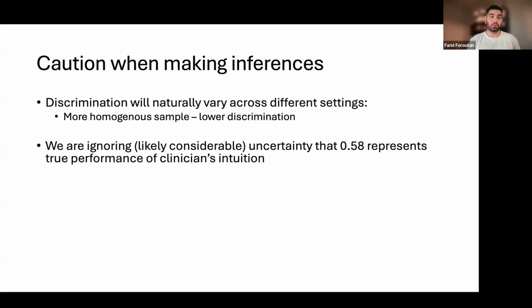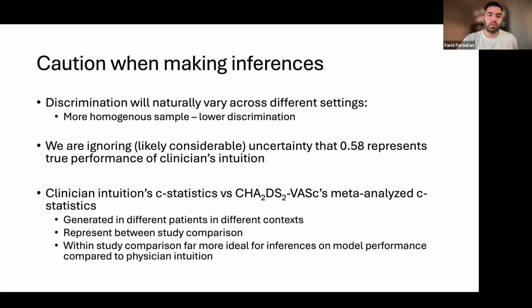Who are these clinicians? Are they seasoned individuals who've seen tons and tons of patients who've had stroke in the past? Or are they novice folks who just came into residency year one and they haven't seen a lot of patients? They're not having a great time being able to differentiate between the patients. Again, there is some uncertainty here, and that's making it very hard for us to confidently say CHA2DS2-VASc is better than physician intuition. And again, different contexts, different patients. There could be between study variability or difficulties in making these comparisons. So as best as possible, try to avoid making this conclusion that CHA2DS2-VASc is better than physician intuition.